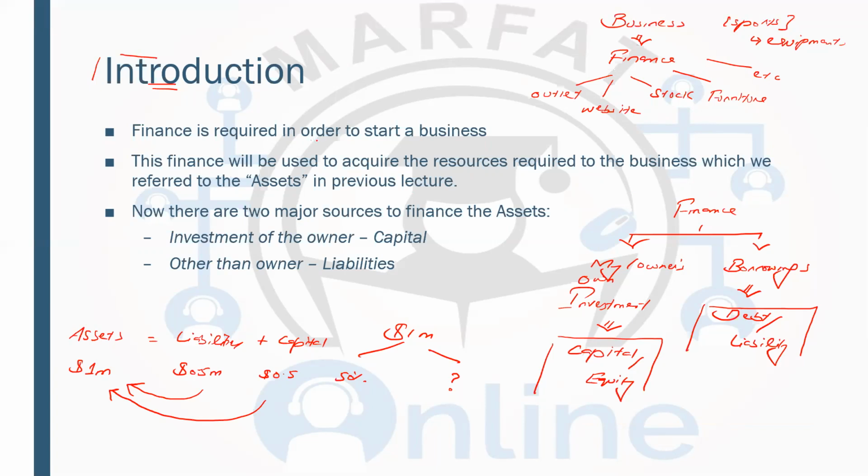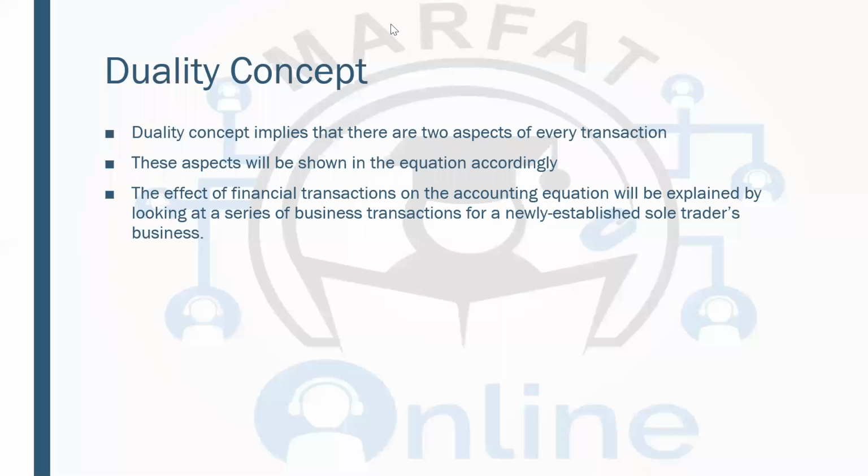So finance is required in order to start a business, and this finance will be used to acquire the resources required by the business, which we referred to as the assets in the previous lecture. Now there are two major sources to finance the assets: the investment of the owner, which is capital, and other than the owner, which is known as the liabilities. This is the thing you need to understand right now.